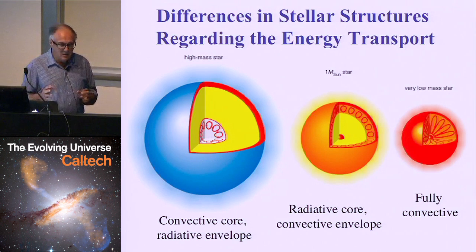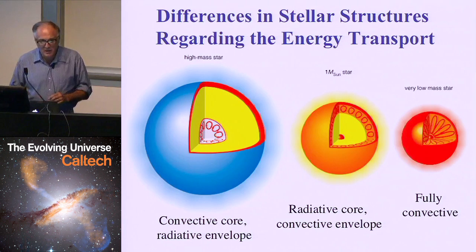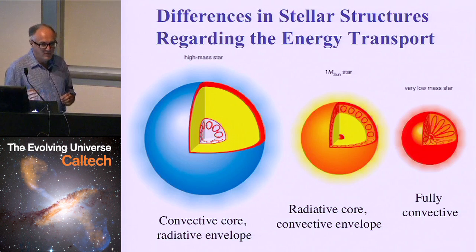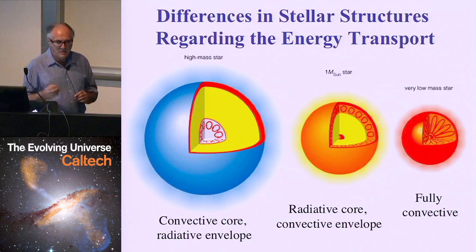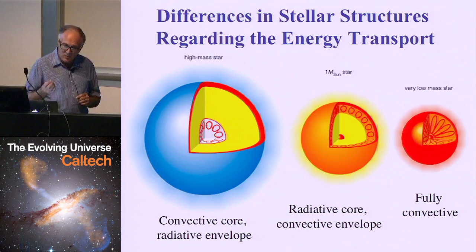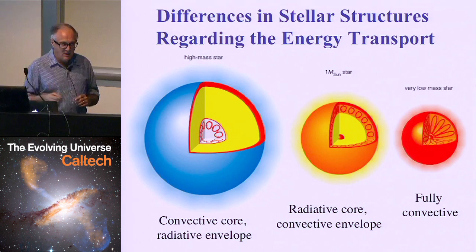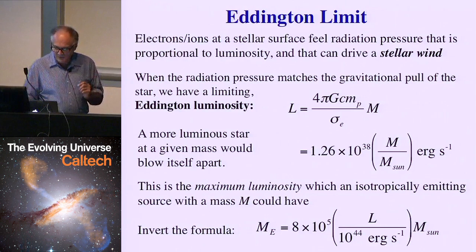For an intermediate mass star like the Sun, there is a radiative core and convective envelope, the opposite. And really low mass stars like M dwarfs are fully convective. I mean, the plasma is too cold and absorbs photons so efficiently that the star has to boil in order to transfer energy out.